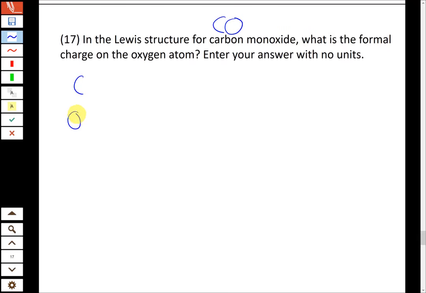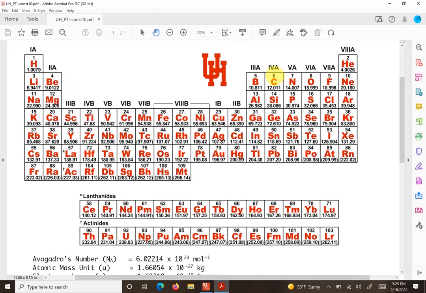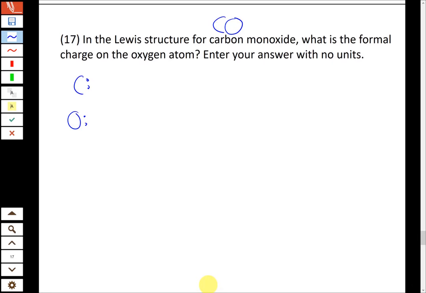So we have two elements in this compound, and so we have to count the valence electrons first. Carbon is group 4, so how many valence electrons does it have? 4. The group number also tells you the valence electrons. Oxygen is group 6, so how many valence electrons does it have? 6. Very good. So we can use the periodic table to predict valence electrons. We have one carbon that has 4 valence electrons and one oxygen that has 6, so we have a total of 10 for carbon monoxide.